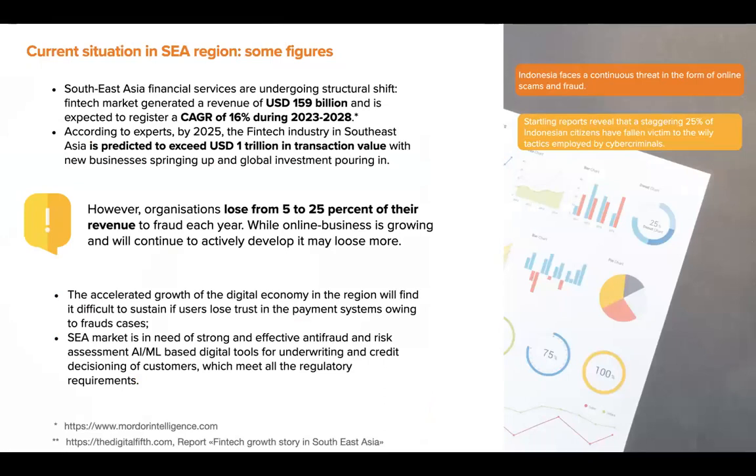Now, this is the current situation in the Southeast Asia region, with some figures. Fintech growth in Southeast Asia is largely being driven by the burgeoning middle class in each of the large Southeast Asian economies. For example, in Indonesia, the middle class population is already around 54 million, and the next 40 million are the aspiring class, where improvement in income and daily lifestyle are soon to come.